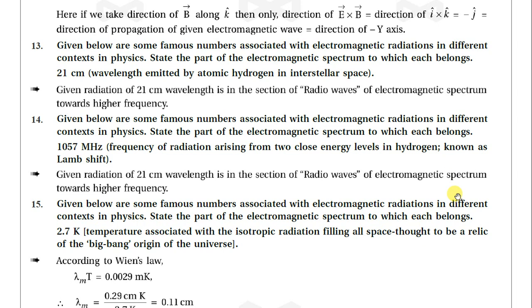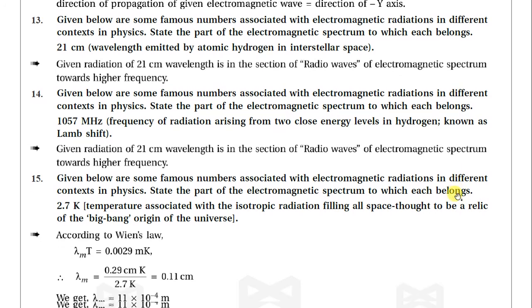Now, given below are some famous numbers associated with electromagnetic radiation in different contexts in physics. State the part of the electromagnetic spectrum to which each belongs: 21 centimeter wavelength emitted by atomic hydrogen in interstellar space. The radiation of 21 centimeter wavelength is in the section of radio waves of the electromagnetic spectrum towards the lower frequencies.